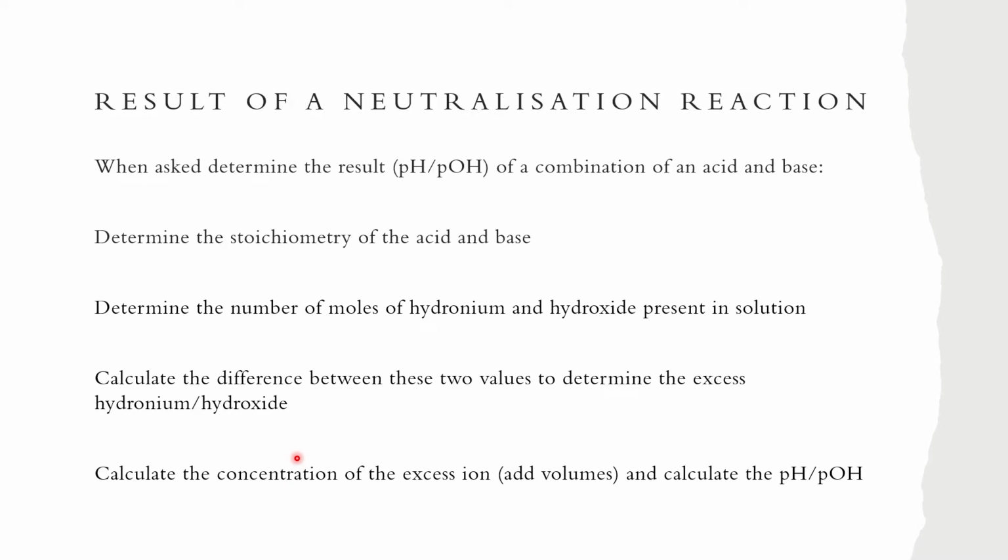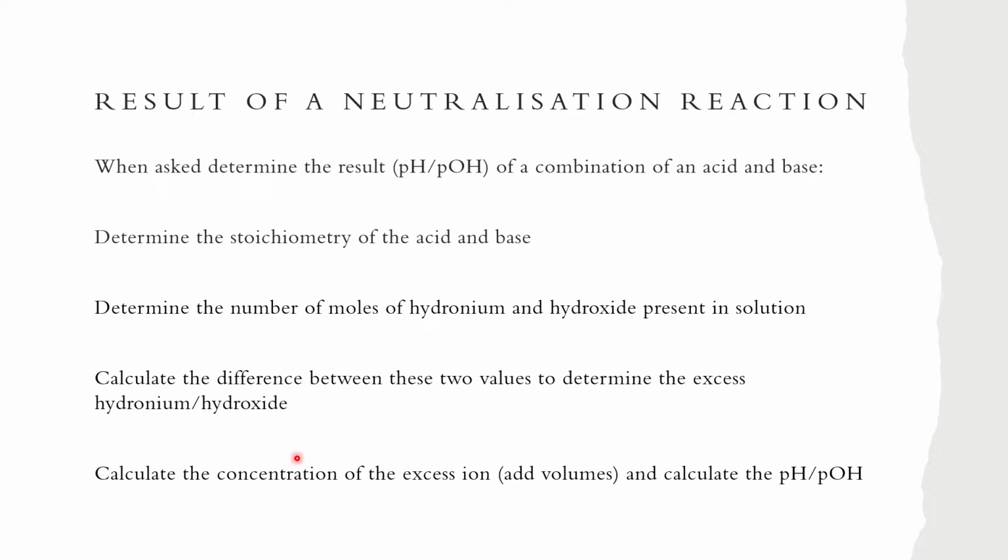In our second style of question, we may be asked to find a resultant pH or pOH of a solution once it's reacted with its counterpart. So if you have an acid, what's the pH once it's reacted with a base? If it's a base, what's the pH if it's reacted with an acid? So to do that, you'll need to understand the stoichiometry of the acids and the bases itself, write out a neutralization equation, make sure it's all balanced, see what ratio they react in. From there, you should be able to figure out the number of moles of hydronium or hydroxide that are present.